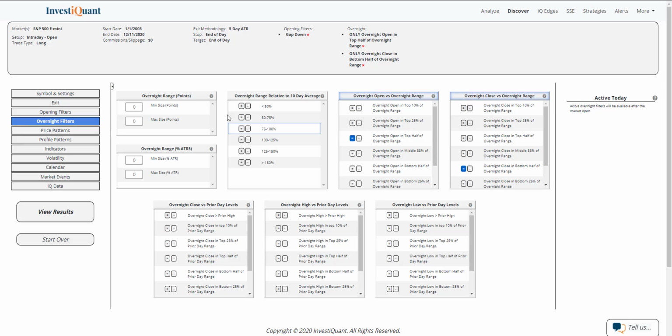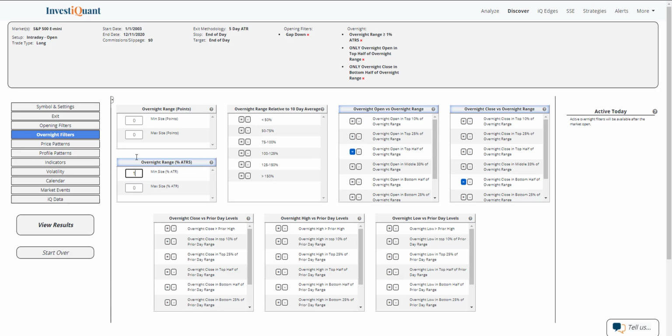To do that, there are several different ways that you can do it. I'm going to use the overnight range is greater than 100% of the 5-day ATR. Currently our overnight range is 46.5 points. Our 5-day average true range is about 33 points. So we're well over that.